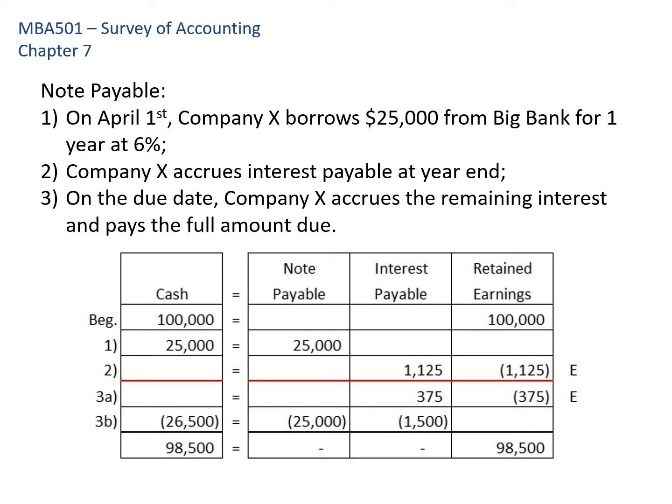You can see here, looking above and below that red line, that if I didn't make that accrual, if I had waited until I paid the $26,500 on March 31st, I would have made year 2 look much worse and made year 1 look much better, which distorts the picture of what really happened in that business.